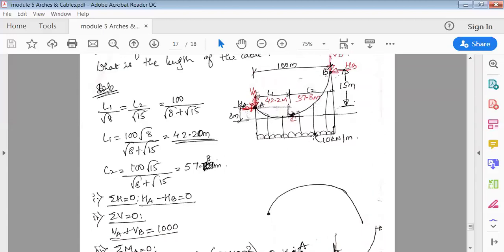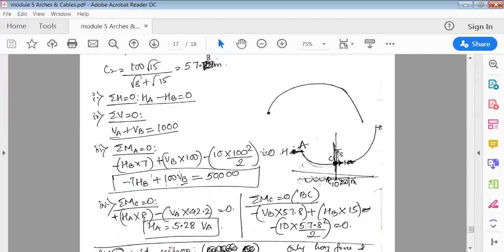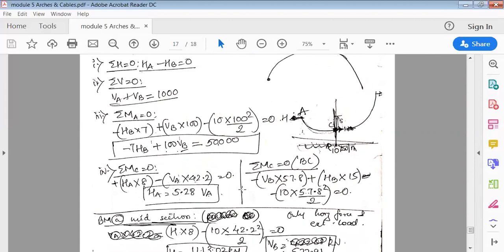Then this UDL, it is going anti-clockwise to reach A, so it is 10 into 100 into 100 by 2. Solve this. Still both are unknowns, so we'll keep this equation as it is.